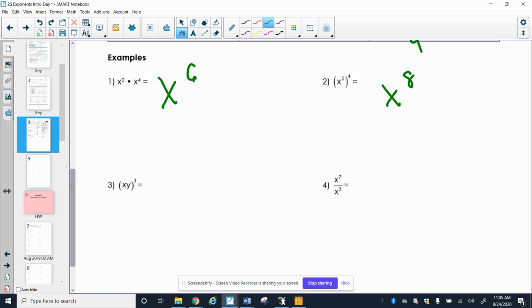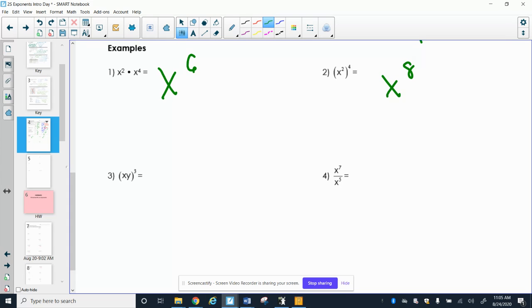Okay. More mixed review examples. Number 3, x, y in parentheses raised to the third. Remember, since this exponent on the outside goes to everything inside our parentheses, this would really become x to the third, y to the third. Notice there's nothing else we can do there, right? We can't just multiply these together and make this like xy to the sixth, right? These are separate powers that are multiplied together.